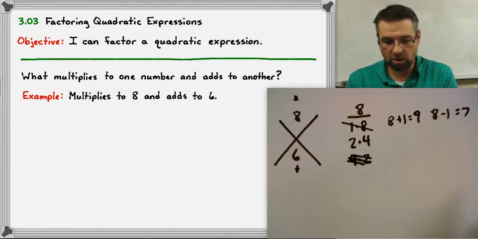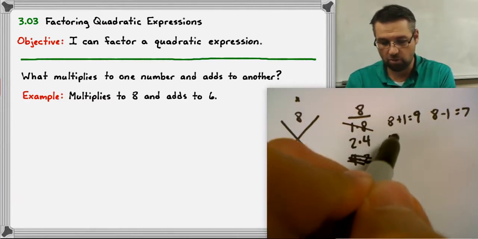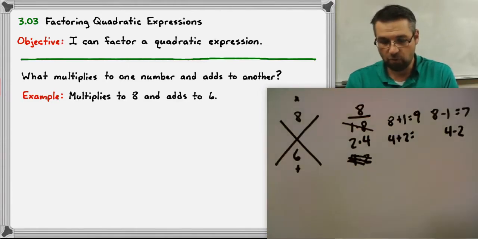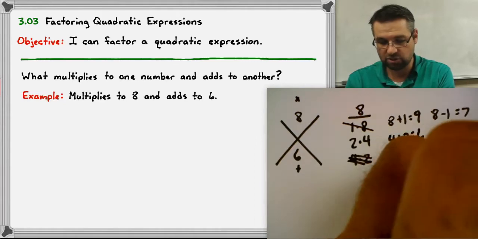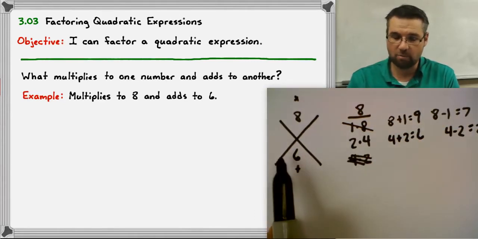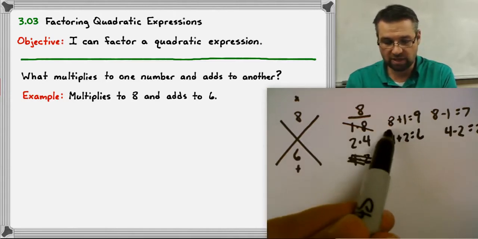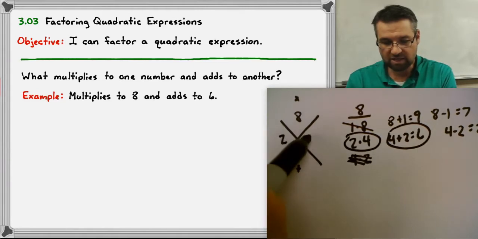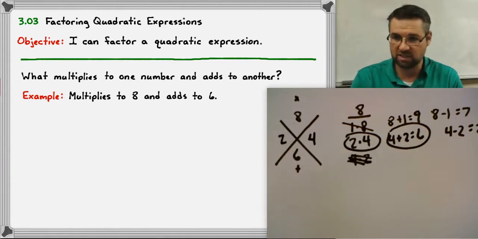Okay, so now we go on to 2 and 4. So we'll say 4 plus 2, and we'll say 4 minus 2. Well, 4 plus 2 is 6, and 4 minus 2 is 2. And look at that. We wanted 6 when we either added them or subtracted them. So we know that it's going to be this set of numbers, 2 and 4. The next question is, what kind of signs do these need to be?